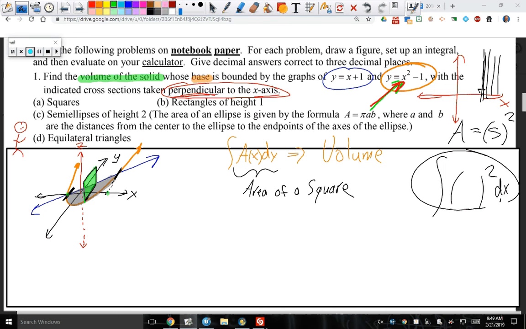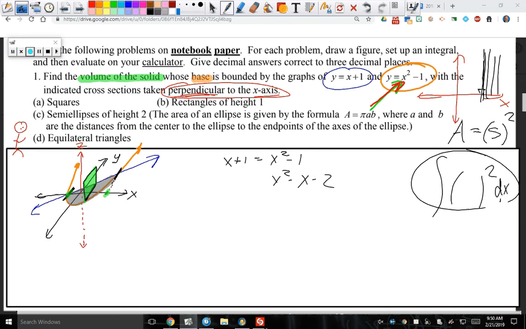Guys, how am I going to find those a and b values, from low to high? Set the equations equal to each other and find the intersections, the x values of those intersections. Let's do that real quick. So I have x plus 1 is equal to x squared minus 1. There's an x squared and an x, so I know it's quadratic. When I subtract it, the x value is -1 and the x value is 2.